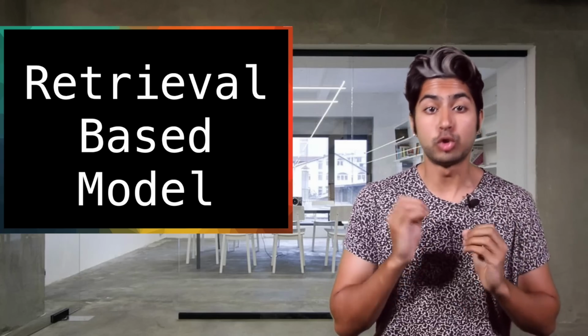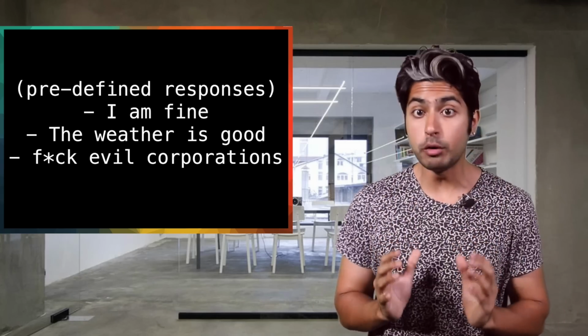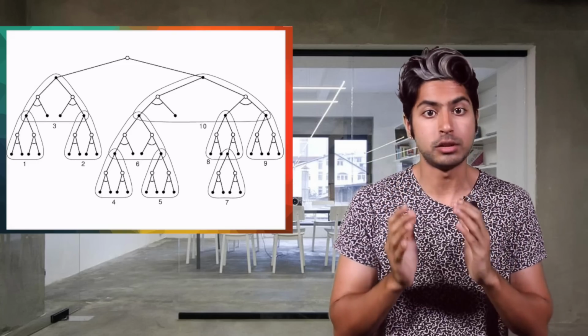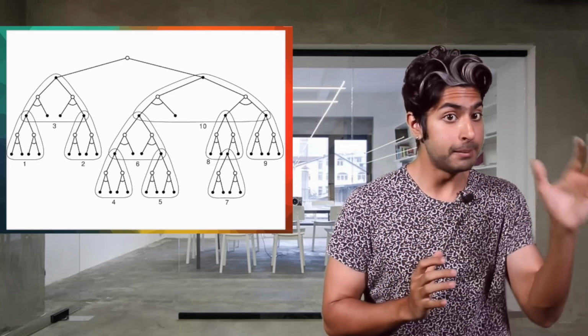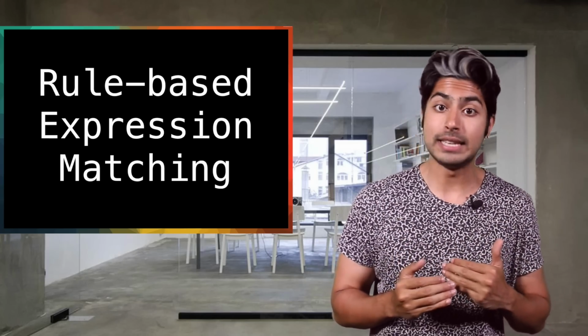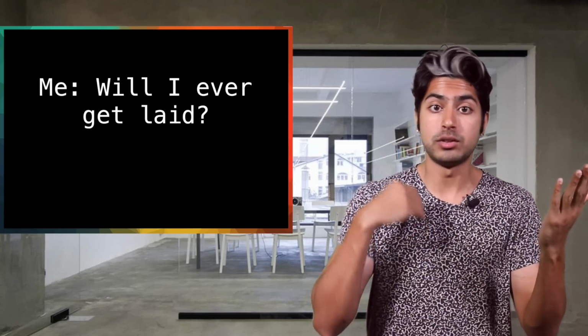Traditionally, chatbots have used a retrieval-based model to communicate. In a retrieval-based model, programmers code in a set of predefined responses and some kind of heuristic to pick the appropriate response based on the input and context. The first chatbots were just rule-based expression matching. Like if I ask the exact phrase, "Will I ever get laid?" it responds no every time.